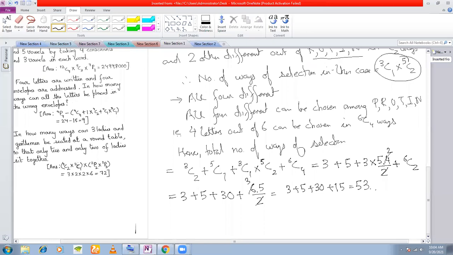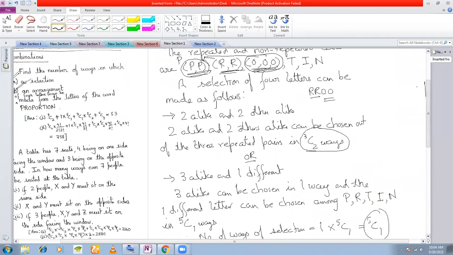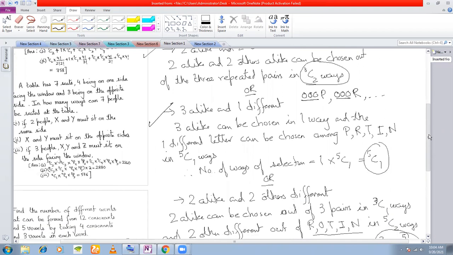In various ways you are choosing. What are the 4 cases I've given you? These are the 4 cases. 2 alike, 2 others different, 3 alike and 1 different. 3 alike and 1 different, how will it look like? 3 alike and say 1 different. Or you can have 3 alike and you can have 1 different, and so on.